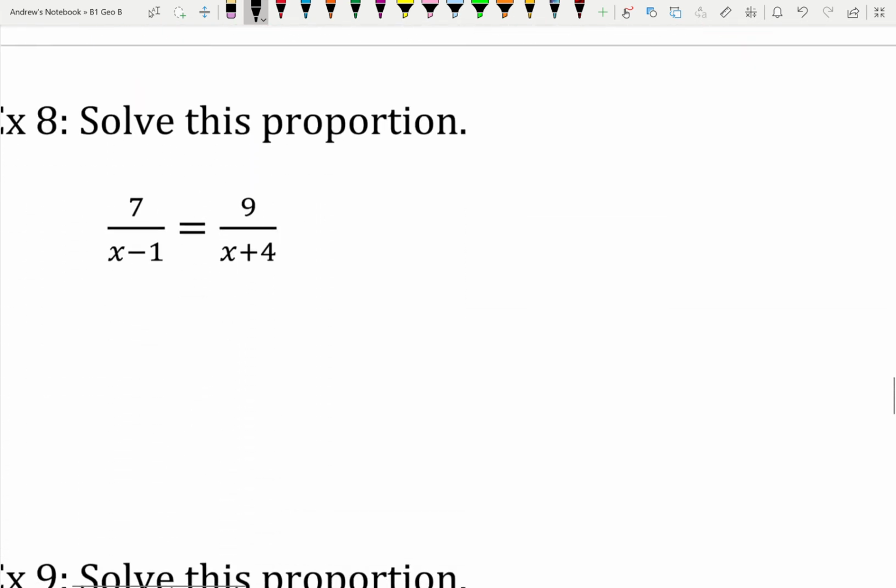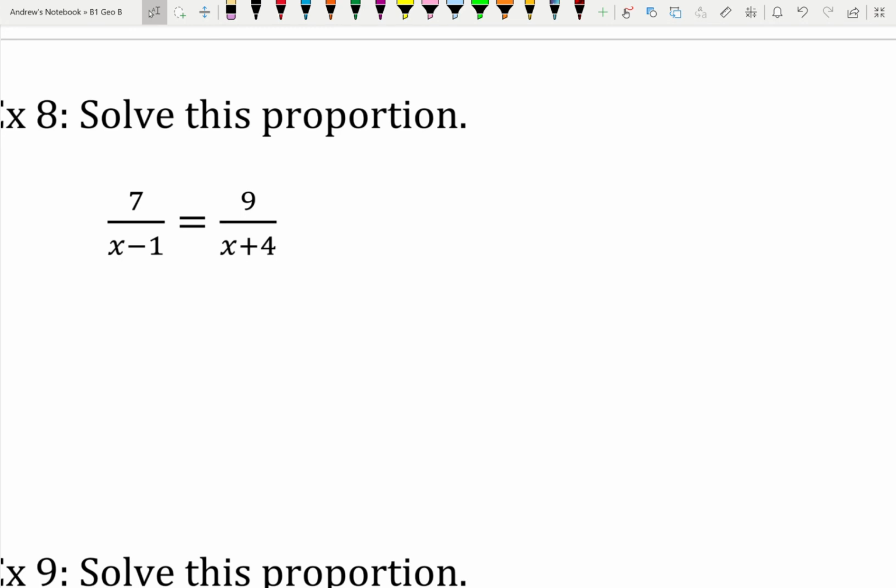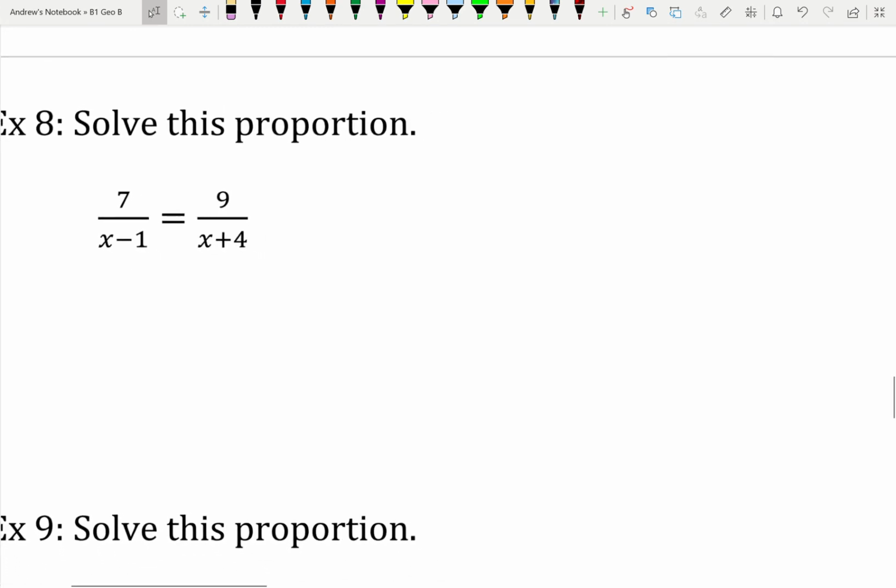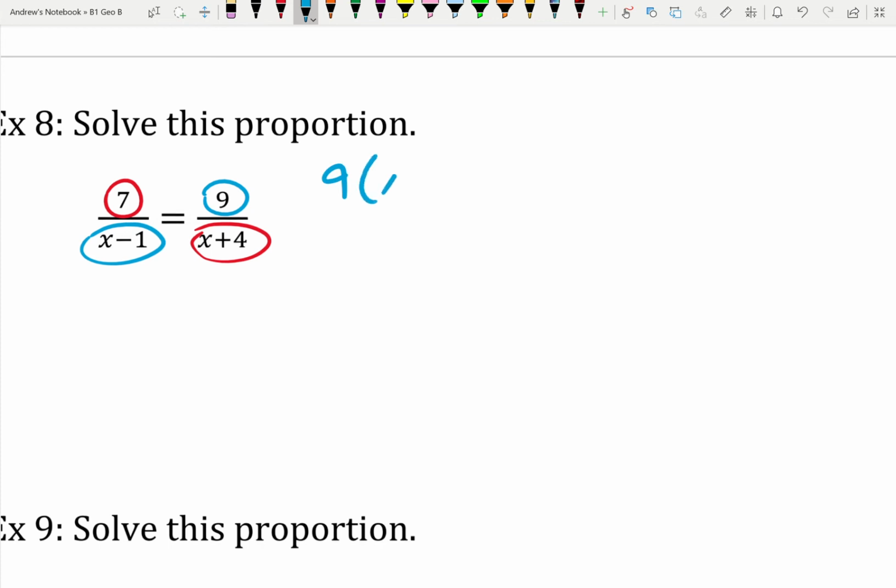If you haven't paused and tried one on your own yet, I might suggest trying this one out. It's pretty similar to what we were doing, just with a little bit of extra distribution there. I'm going to run through this one a little on the faster side. I've got my cross product set to go. So I've got 9 times x minus 1, and I'm setting that equal to 7 times x plus 4.